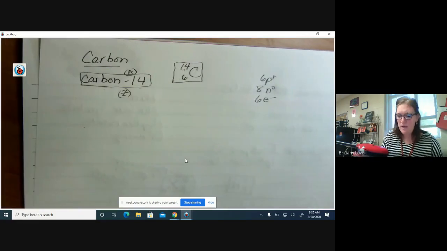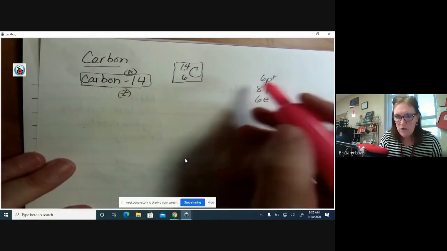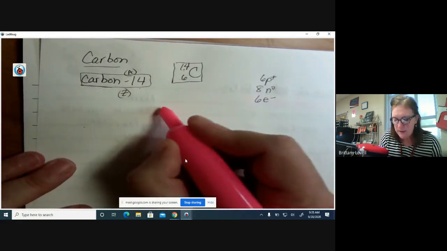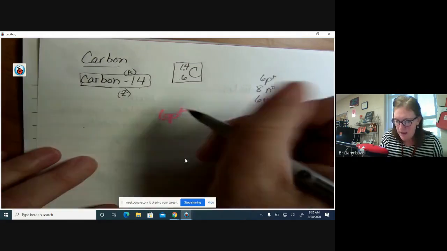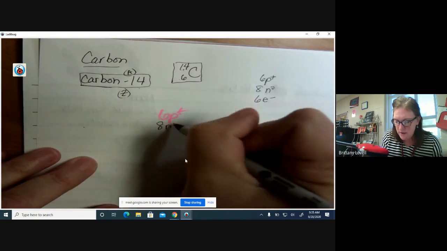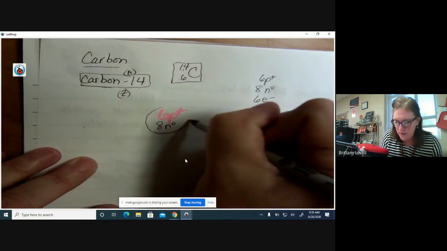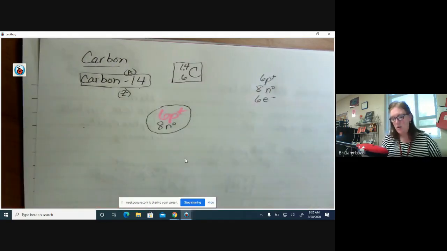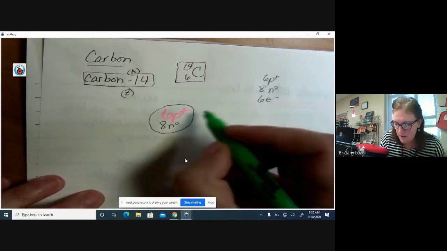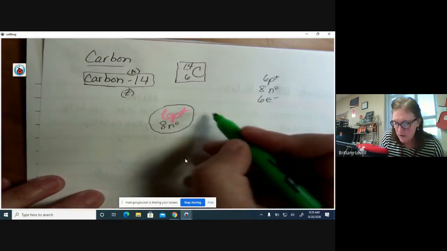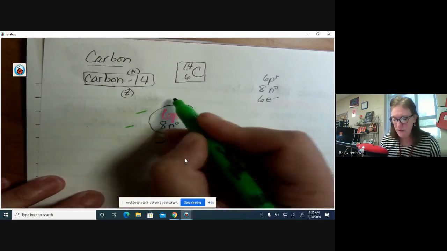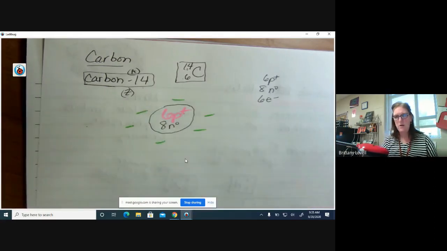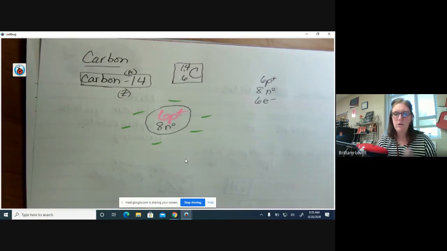So I'm going to go ahead and draw this out. The way that I would do this, I wouldn't worry about trying to draw all these plus signs. I would simply put 6 protons, and I know I'm going to have 8 neutrons. I'm going to draw that like that. And then you could either write out the number 6 for electrons, but I like drawing green dashes. So there's my 6 electrons. That's what you're going to be doing today for this sheet.